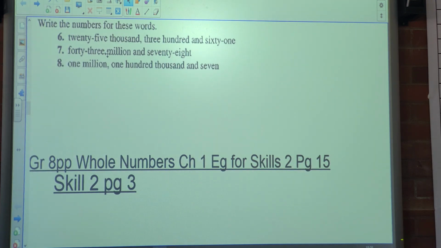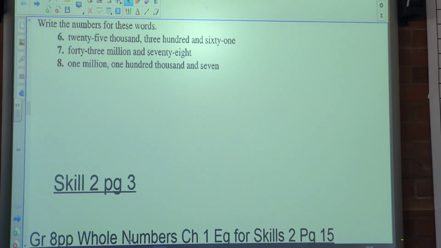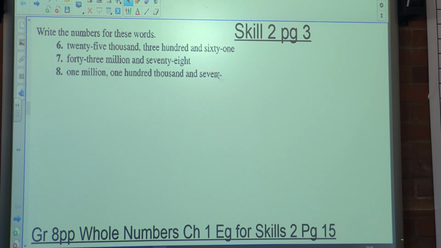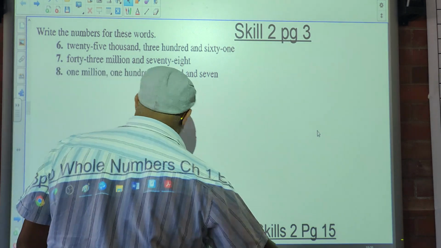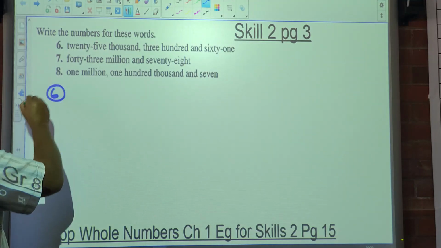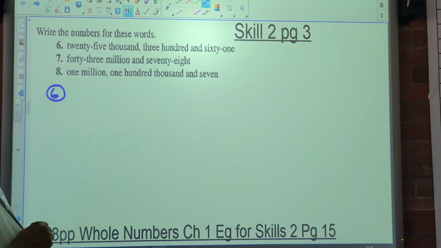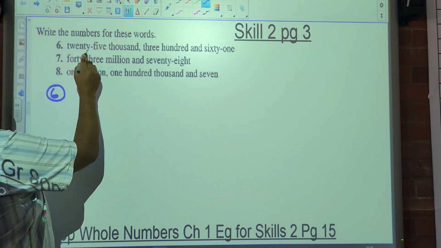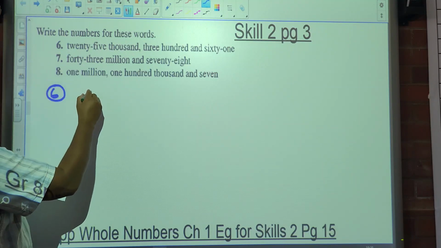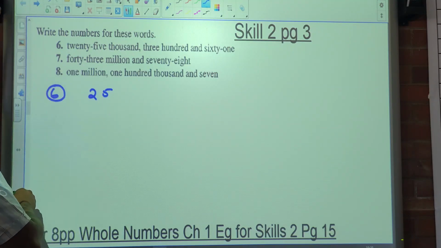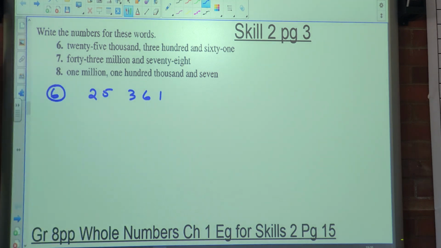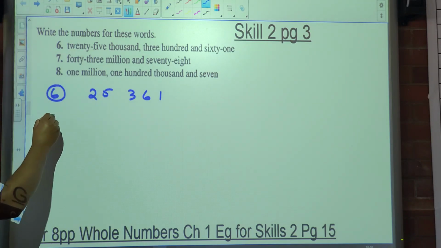Here we are told to write the numbers for these words. Okay. Let's look at number 6. 65,361. So what would I write here? 25,000. So it's going to be a 2 and a 5, 361. You all agree with that? Yes. Let's look at number 7.